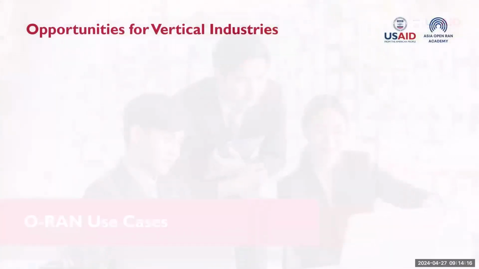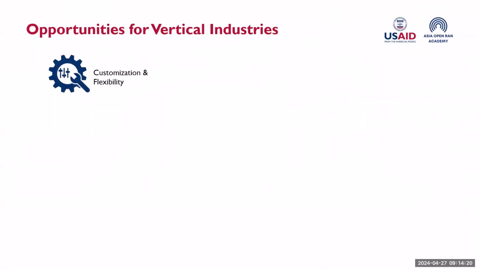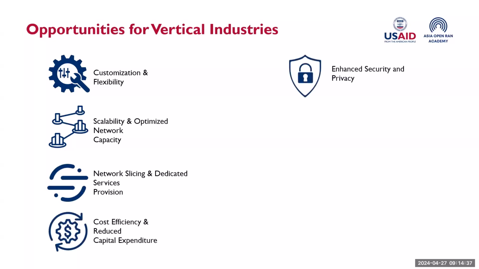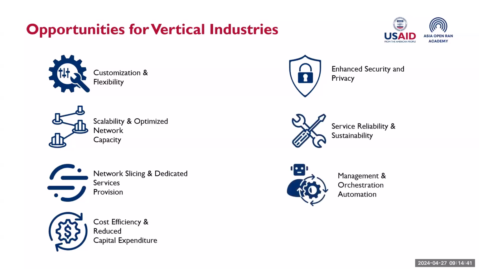So there's a lot of opportunities in vertical industries, like for example, customization and flexibility, scalability and optimized network capacity. Okay, network slicing and dedicated services provisioning, cost efficiency and reduced capital expenditure, enhanced security and privacy, service reliability, and then management orchestration and energy efficiency.